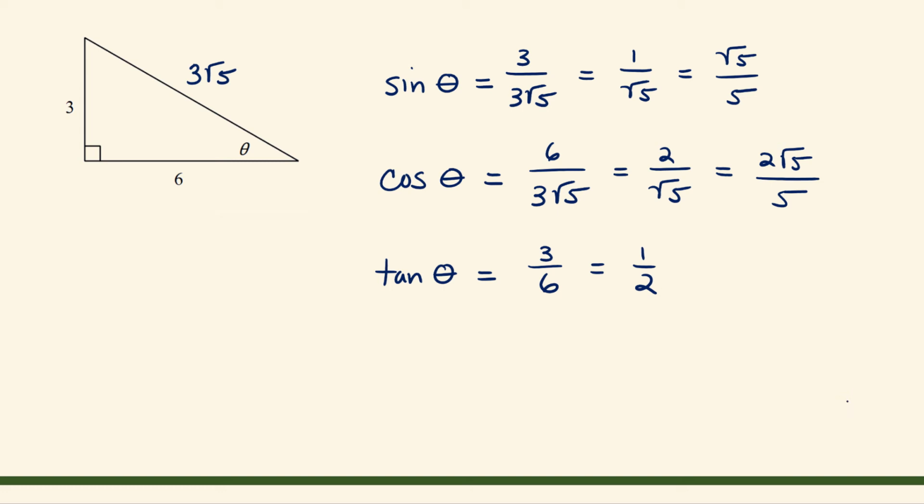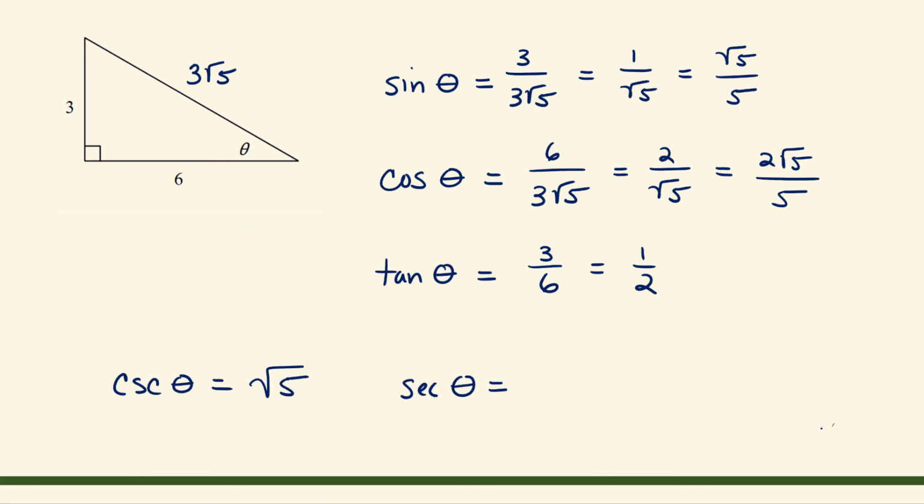Now that we have sine, cosine, and tangent of theta, we can find the other 3 trigonometric values by simply taking reciprocals. Cosecant theta will equal the reciprocal of sine theta, and sine theta was known to equal 1 over the square root of 5. The reciprocal of 1 over square root of 5 is equal to root 5. So cosecant theta equals the square root of 5.